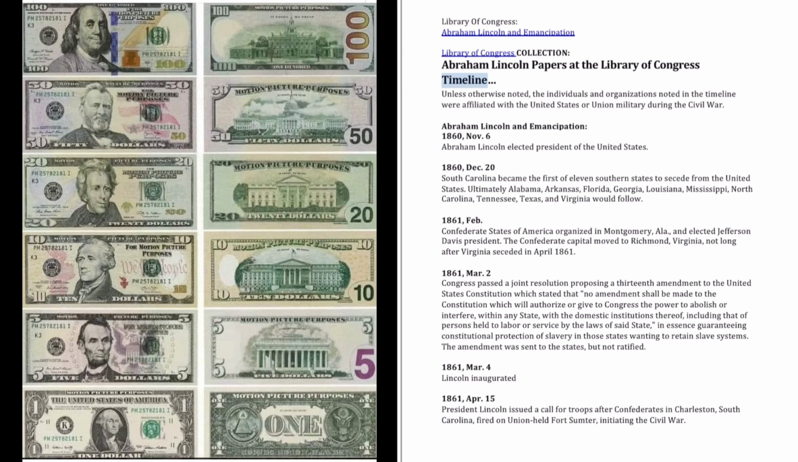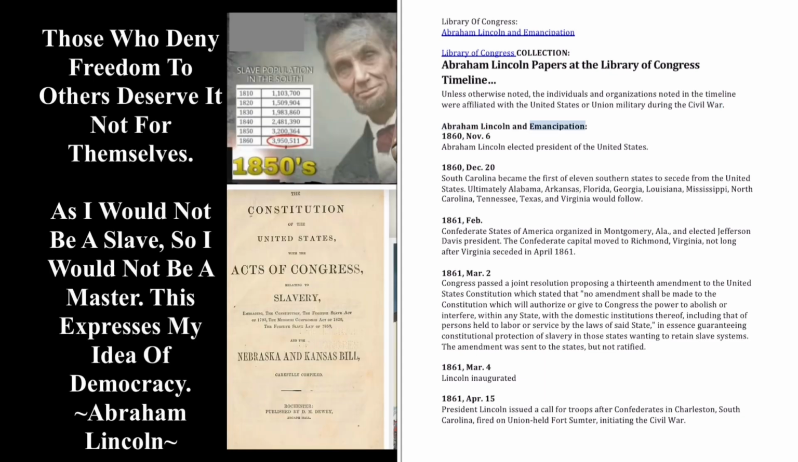Timeline. Unless otherwise noted, the individuals and organizations noted in the timeline were affiliated with the United States or Union military during the Civil War. Abraham Lincoln and Emancipation.